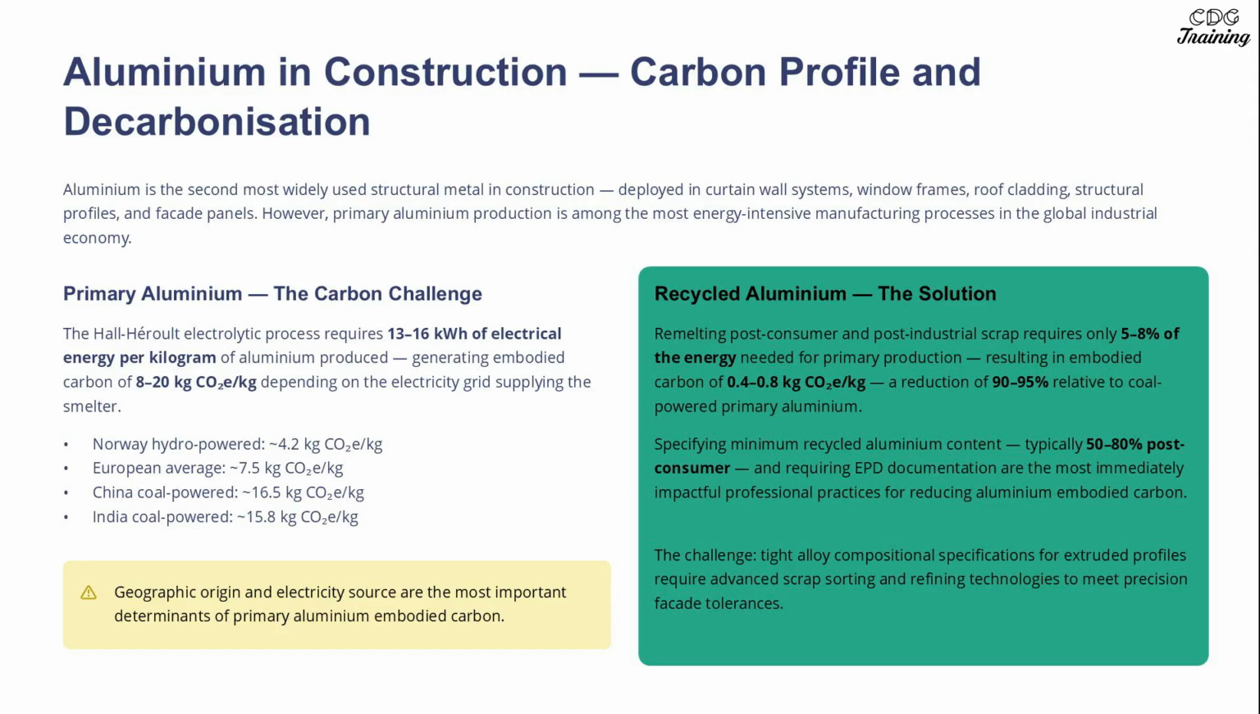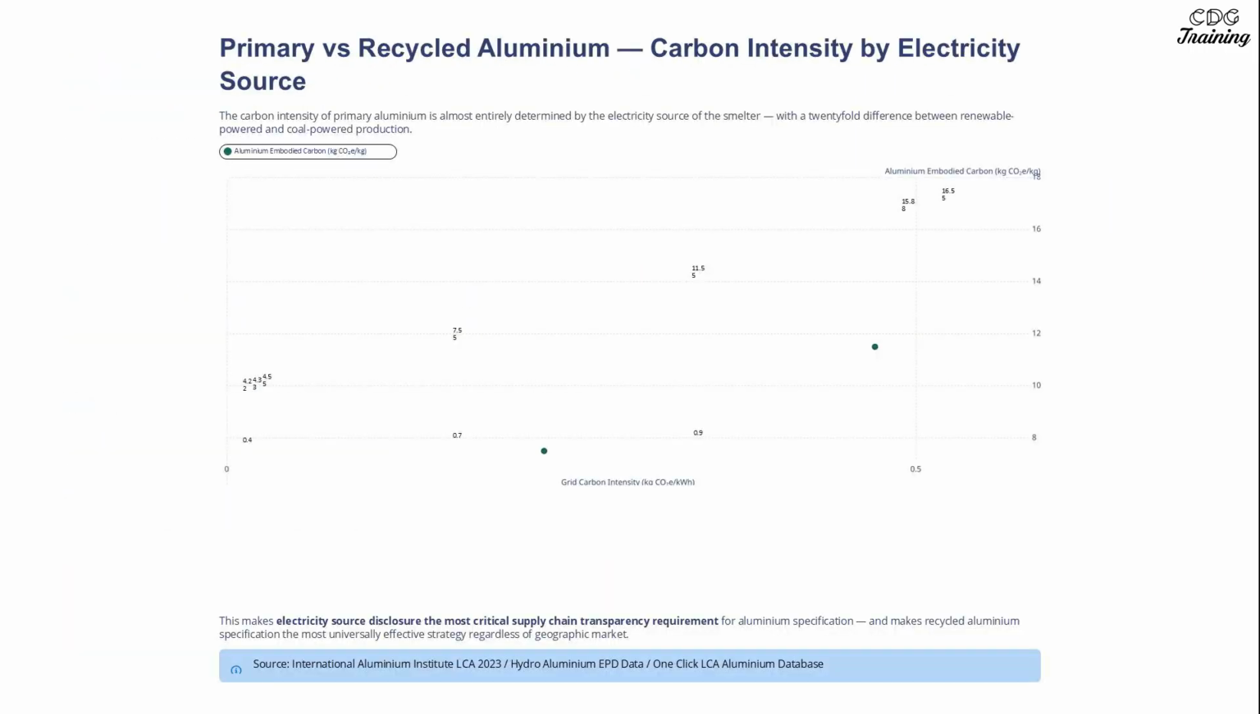Aluminium is crucial in construction but comes with a high carbon cost. By focusing on recycled aluminium and renewable energy, we can reduce its environmental impact, making it a more sustainable choice for modern building projects. The carbon intensity of aluminium production is heavily influenced by the electricity source.